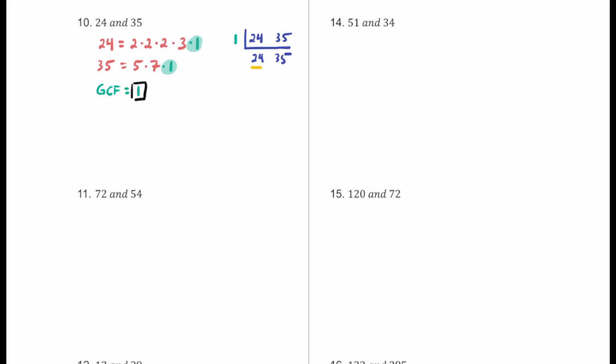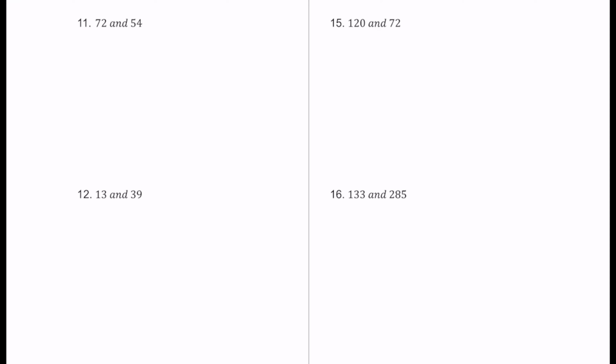If you were careful, that means that these have nothing in common, and then the GCF here is going to be 1, which is what we got here. If you look at the prime factorization, it should confirm that they have nothing in common. For number 11, we have 72 and 54.